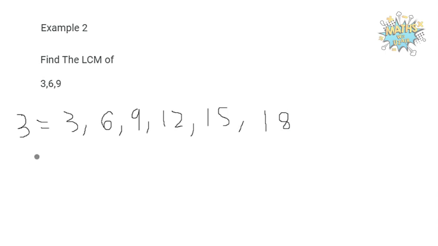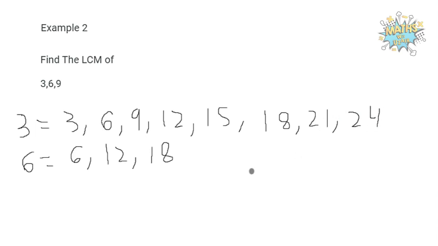Now let's look at the 6 times table. 6 times 1 is 6, 6 times 2 is 12, and 6 times 3 is 18. Now we can actually do this a little further. After 18, 3 times 7 would be 21, and 3 times 8 would be 24, right? And 6 times 1 is 6, 6 times 2 is 12, 6 times 3 is 18, and 6 times 4 is 24.